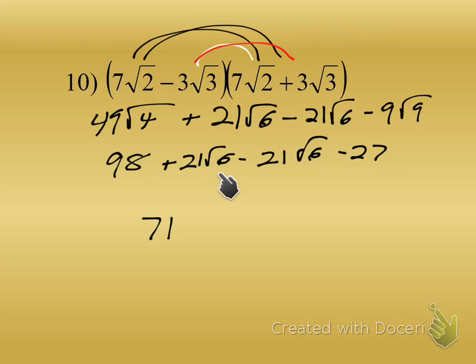Second set, 21 rad 6 minus 21 rad 6. What does that give us? 0 rad 6, which is how many rad 6s? 0. And then 71 plus 0 is? 71. So our answer is 71.